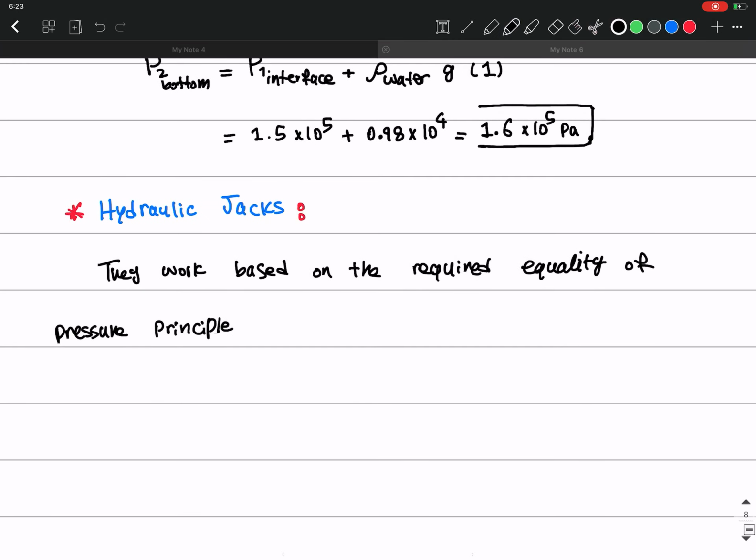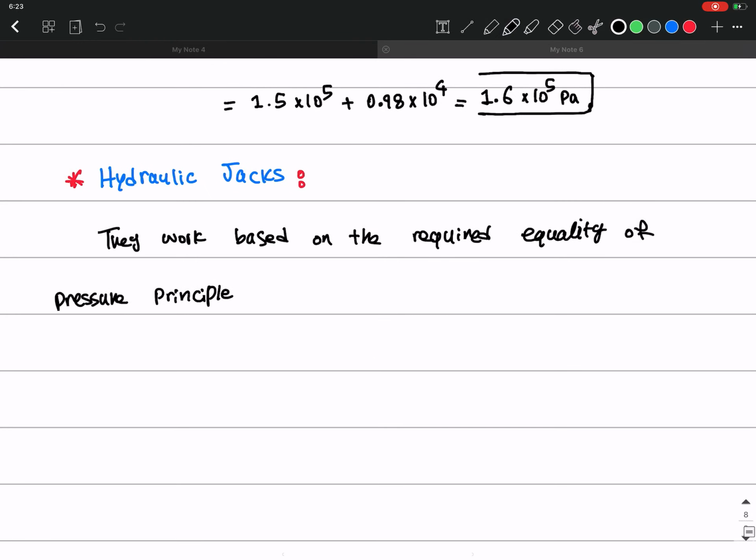So let's see how they work. We can do that based on the simple pressure definition which we learned. The way these jacks work is that you have two different areas. So say, let me try it here.